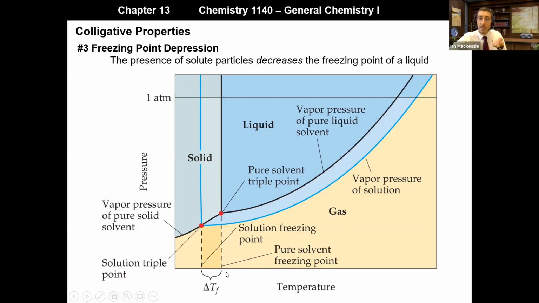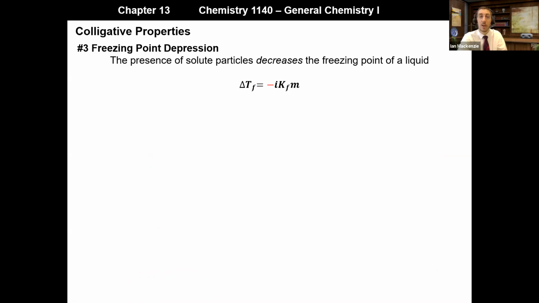And very, very similar to the boiling point elevation, I can relate that quantitatively to the concentration of the solution using this equation here, which is almost identical to the boiling point elevation equation. It's simply delta TF is equal to minus i, which is again the van't Hoff factor, times KF times m. So what are all of these?